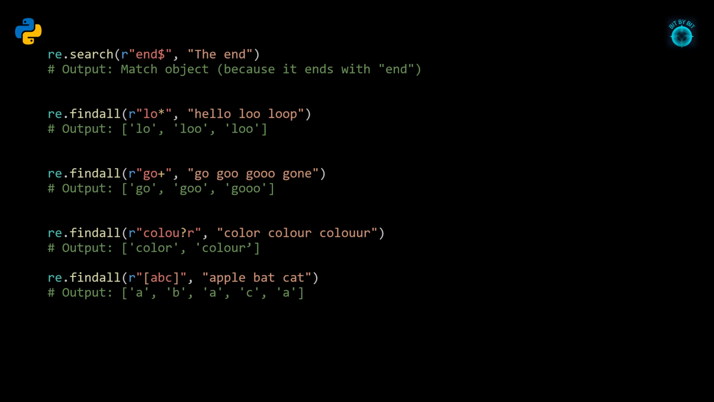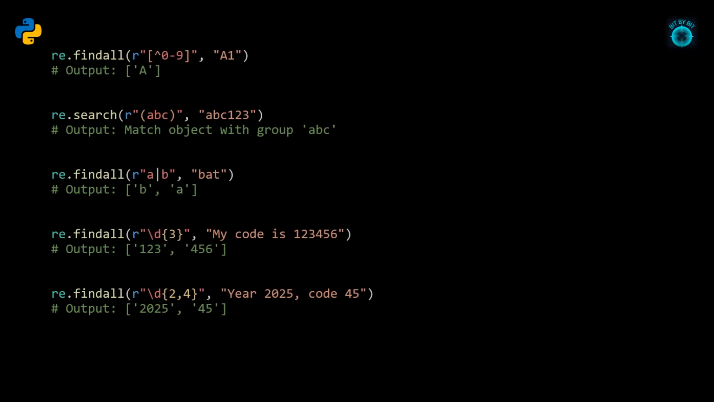In the fourth one, we check for the word color with an optional U. That matches both color and colour, but not color with a W. So the result is a list with color and colour. The final code finds any single character that is either A, B, or C. In the sentence "apple, bat, cat", it matches multiple A's, one B, and one C.